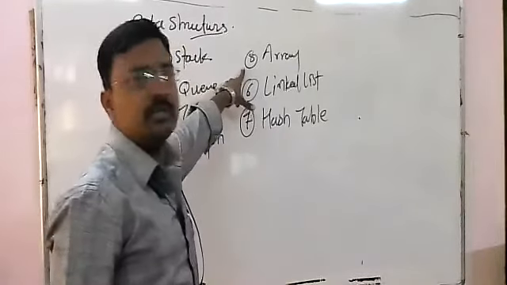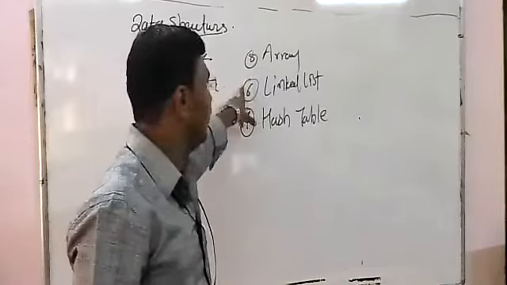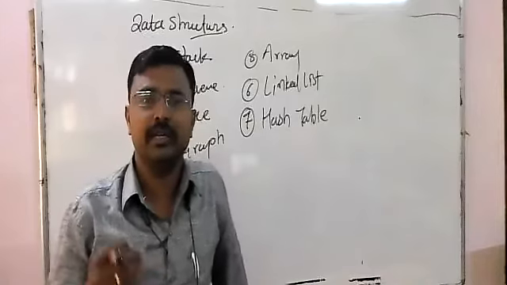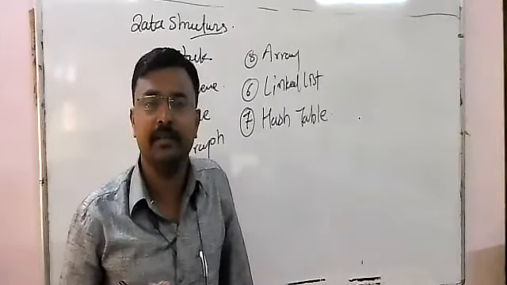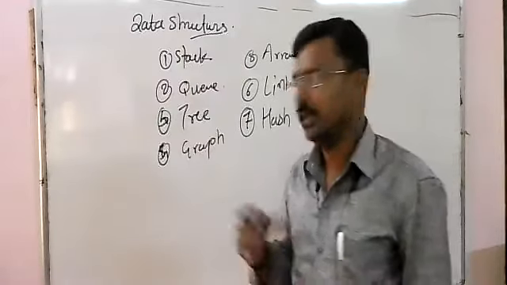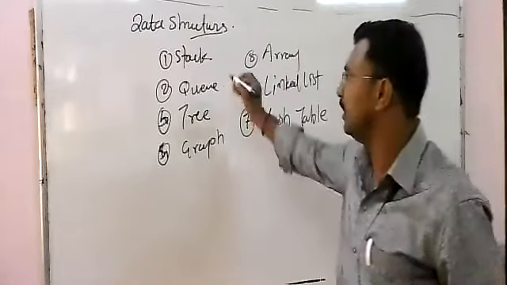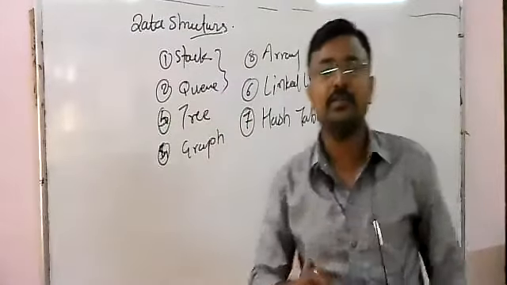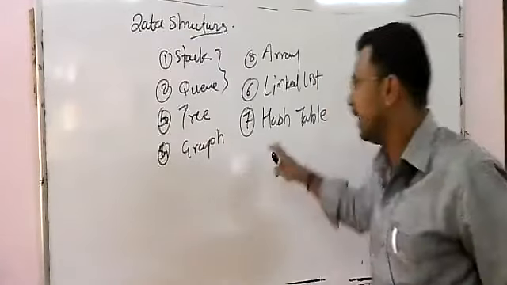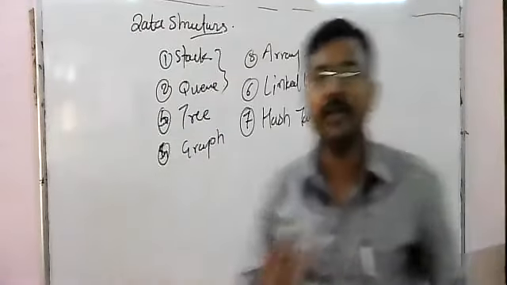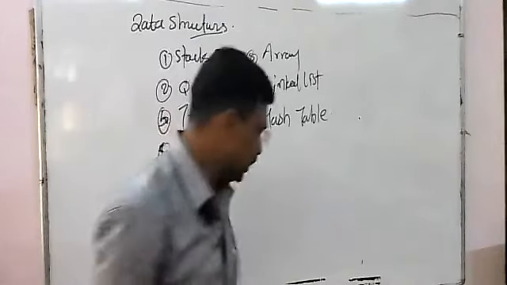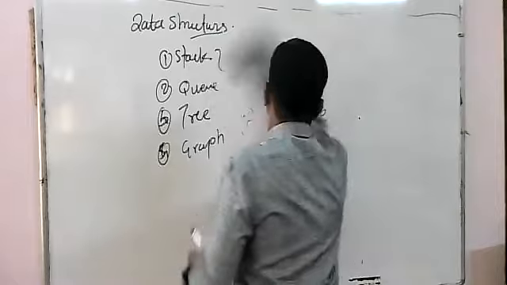Your array stores data in a sequential manner. Linked list also stores data in a sequential manner. Tree stores hierarchical data. Your graph stores relational data, where there is a relationship between data. Similarly, stack and queue also have a different representation of data. Similarly, your hash table has a different representation than the other types of data structures. Okay, so what is meant by the hash table?